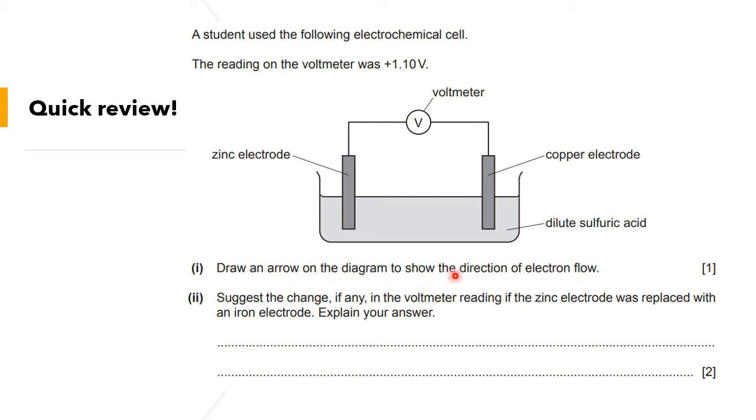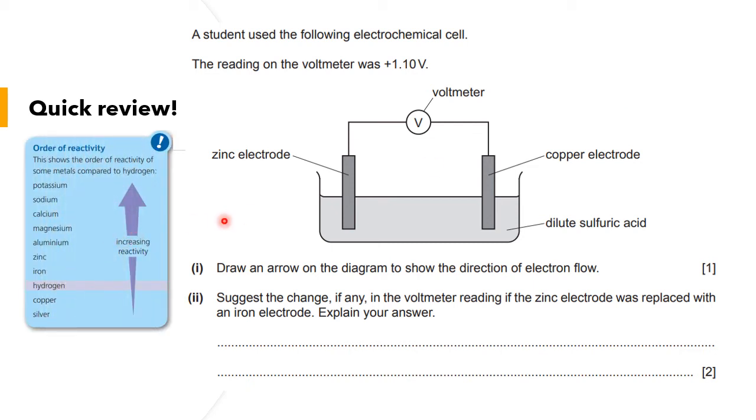Okay. Untuk tahu direction of electron flow, first you must know which one is a positive terminal and which one is a negative terminal. Since this is a chemical cell, so they are using two different metals as electrodes. Okay. To determine which one is a negative terminal and which one is a positive terminal, you must be based on the reactivity series of metal.